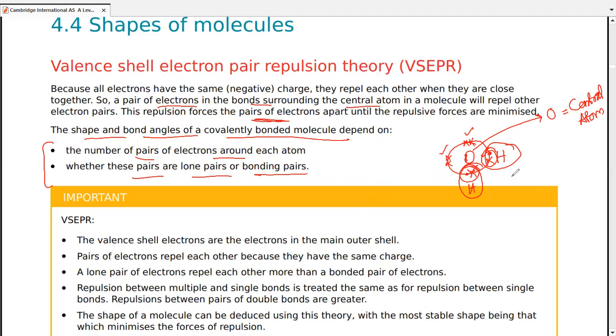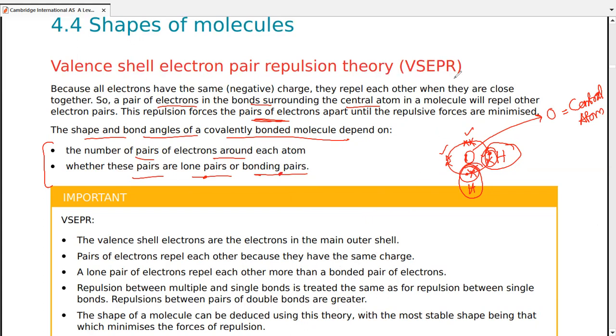So how do we define them? Bonding pairs are the pairs of electrons of the outermost shell that participate in bonding. Lone pairs are the pairs of electrons that are a part of the outermost shell, but they do not participate in bonding, covalent bonding specifically. I hope you understand after we define them properly, right?